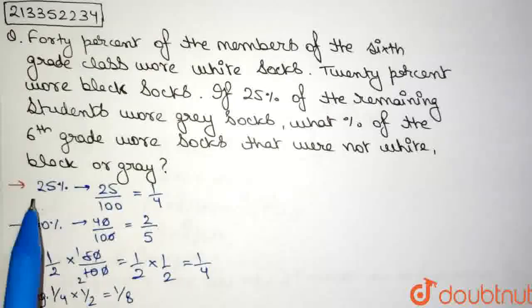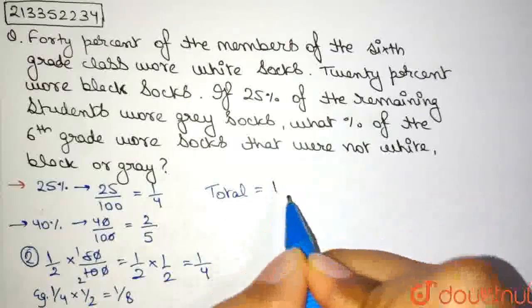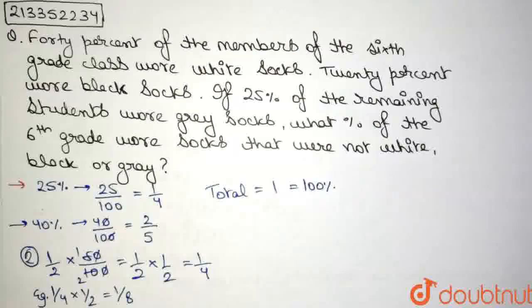So this was the first thing that we used. The second thing was that we are simply multiplying the percentages to an entity or a value to obtain that percent of that entity or value. The third thing is that total is equal to 1, which equals 100%. So the total of anything is always 100%.